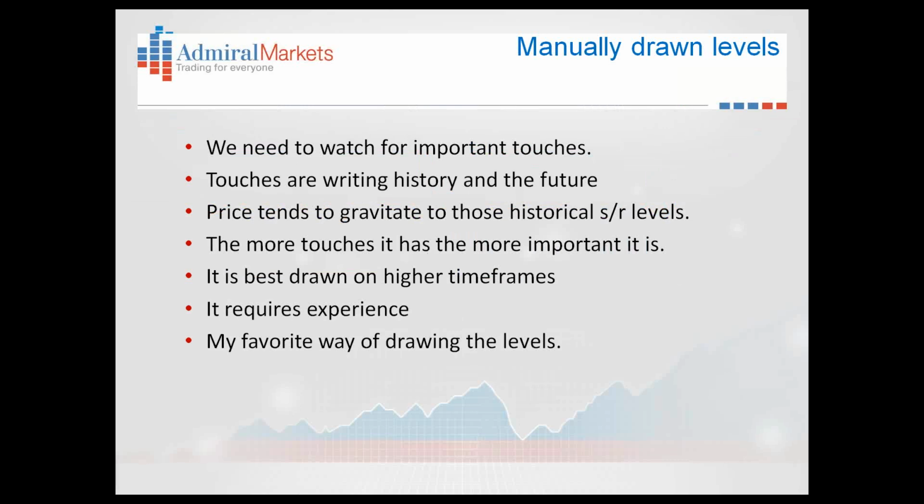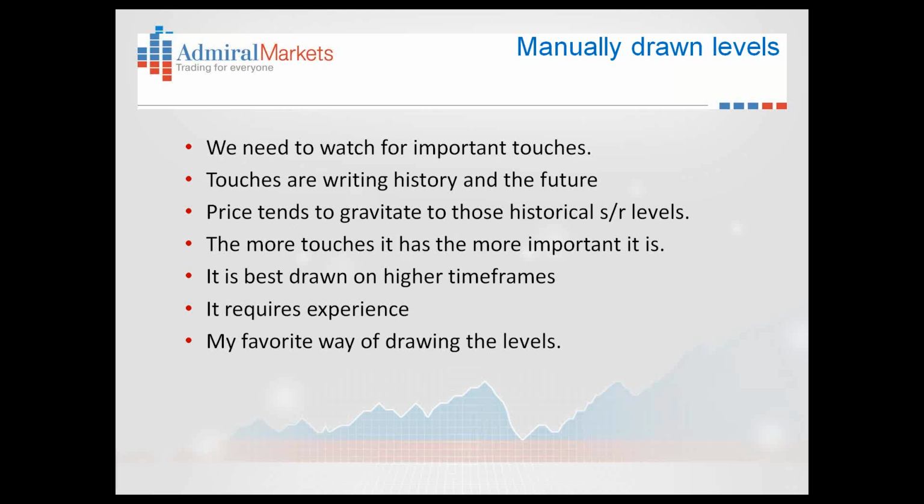Manually drawn levels. Those are my favorite horizontal support and resistance levels. We need to watch for important touches. Touches are writing history and the future. Those are abstract levels, because the price is seen basically as how it moves in our chart. But then we draw that horizontal trend line, and that is called a horizontal level of support or resistance.